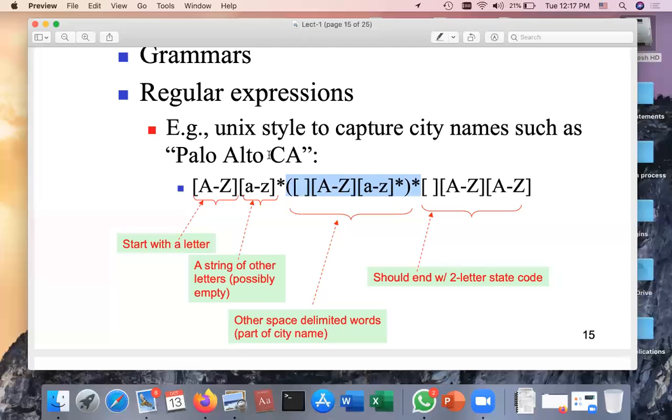Even this space and then capital letter C and then again capital letter A, this cannot be produced from here because we have only one unit.